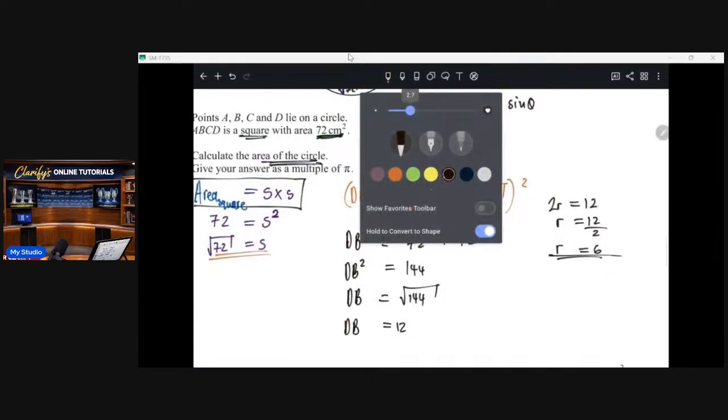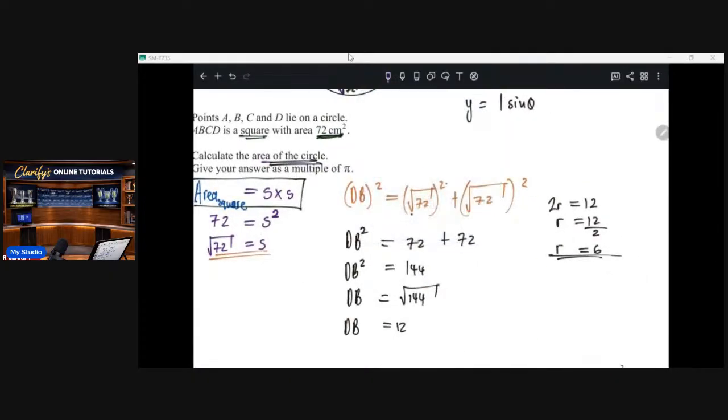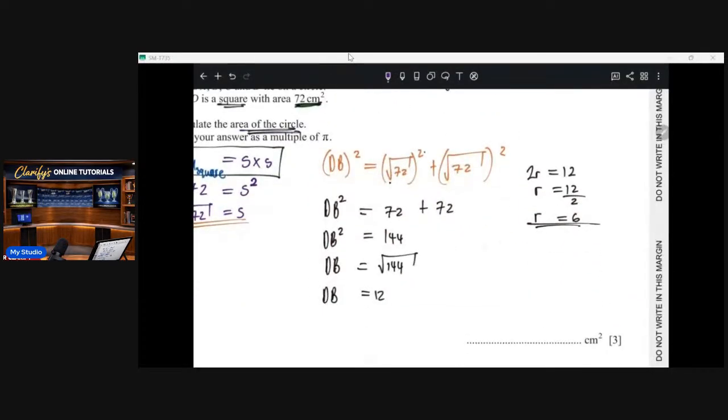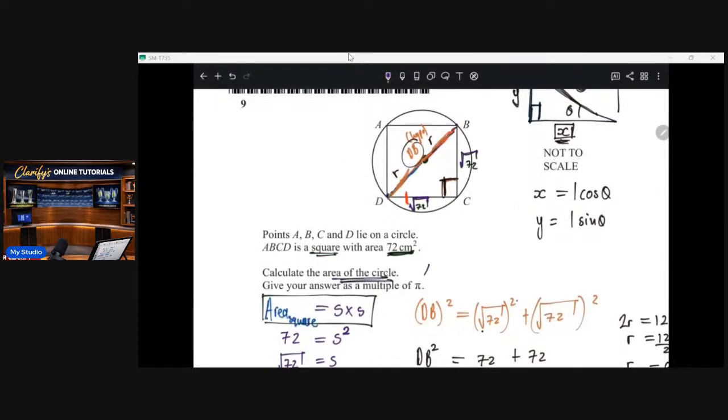Now let's continue, students. Let's find the area of a circle because we now have the radius. It's pi r squared. This is the formula you'll be using for the area of a circle. So it will be pi times 6 squared, and 6 squared is 36. So you get your area as 36 pi, which you keep as 36 pi because they want it in terms of pi.